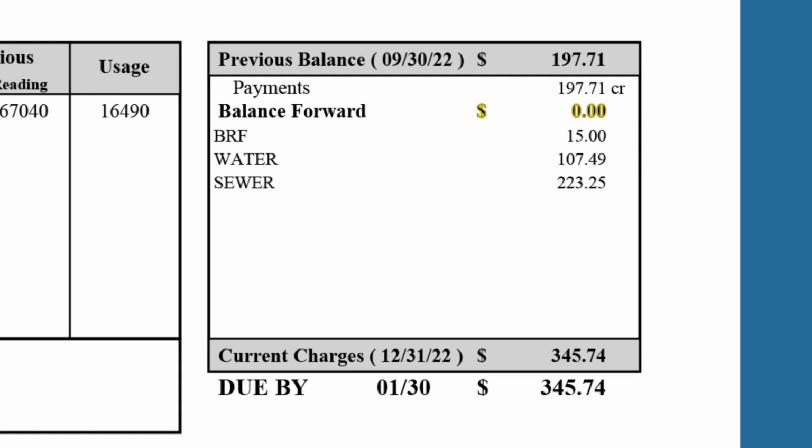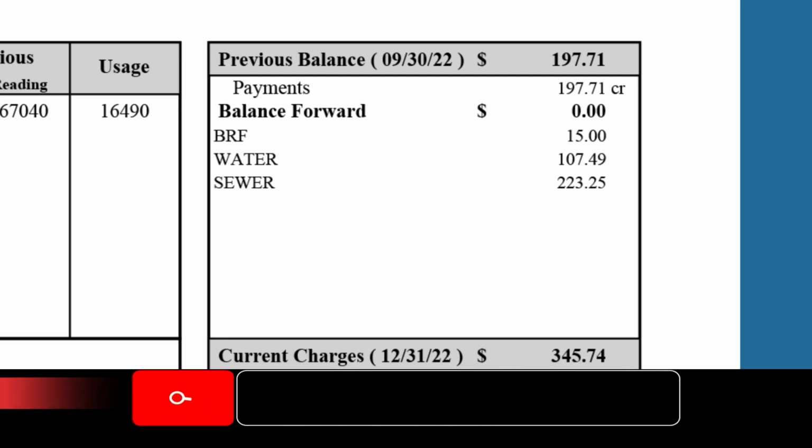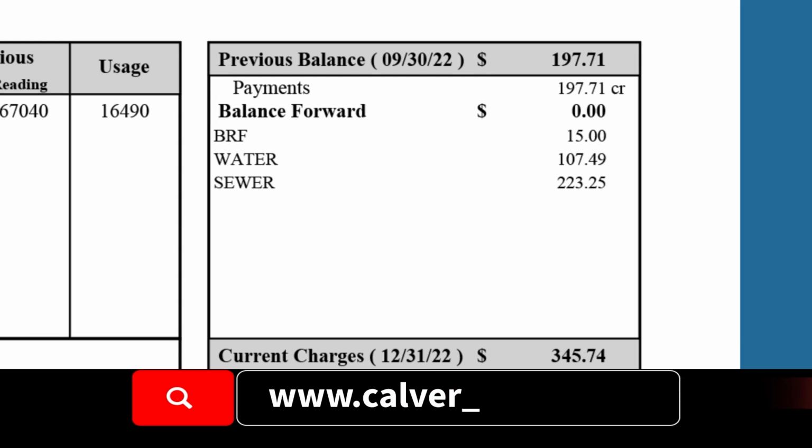A $0 balance forward means that you are current on your payments. BRF, or Bay Restoration Fund, is a fee that was introduced by the state of Maryland to help upgrade Maryland's wastewater treatment plants. This fee may vary depending on your service location. To learn more about the Bay Restoration Fund, visit the Calvert County Health Department and search Bay Restoration Fund.